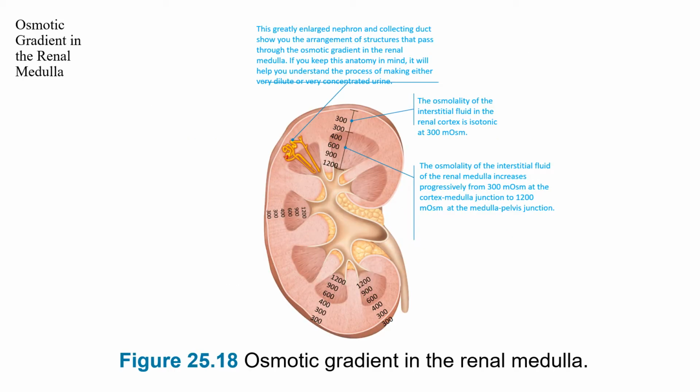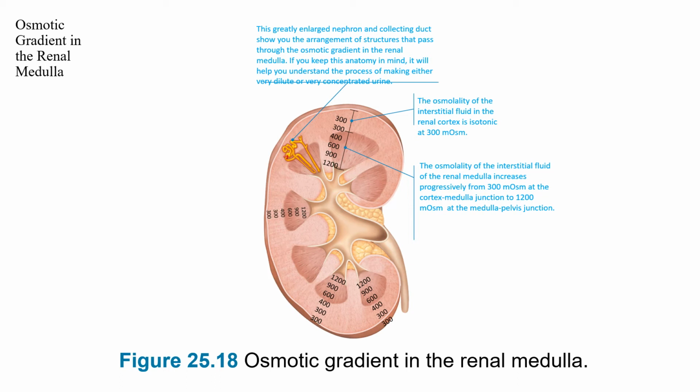So let's look at this picture. Look at the kidney, and what you see is that in the cortex, you have the nephron, collecting duct. You see the arrangement of the structures: the proximal convoluted tubule, the descending arm of the nephron loop, the ascending arm of the nephron loop.